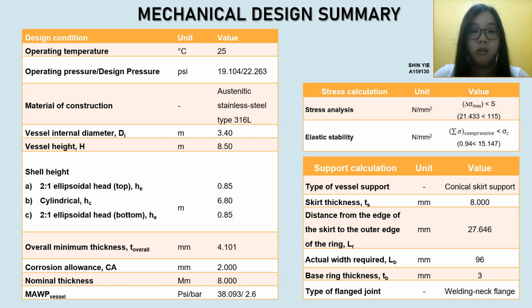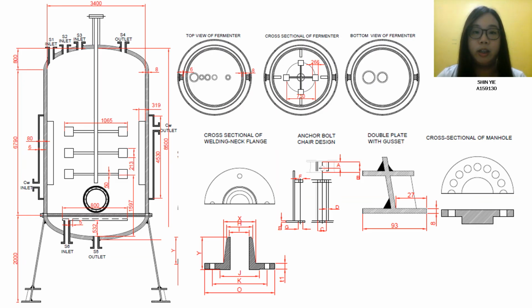For the support of the vessel, conical skirt support is chosen to provide more support to this fermenter. Skirt support is used as this is a vertical vessel. Since the dimension of the main aerobic fermenter is big, a double plate with gusset base ring is chosen for the support of the aerobic fermenter to make the vessel more stable and strongly built. The type of flange joint used for connecting pipes is weld neck flange. It is suitable for extreme service conditions where the flange is likely to be subjected to temperature, shear, and vibration loads. This is the mechanical drawing for the aerobic fermenter R107.